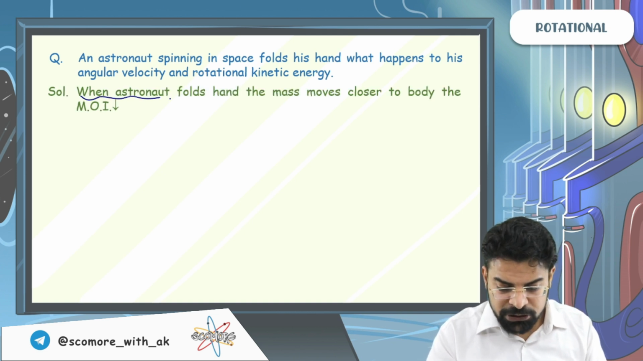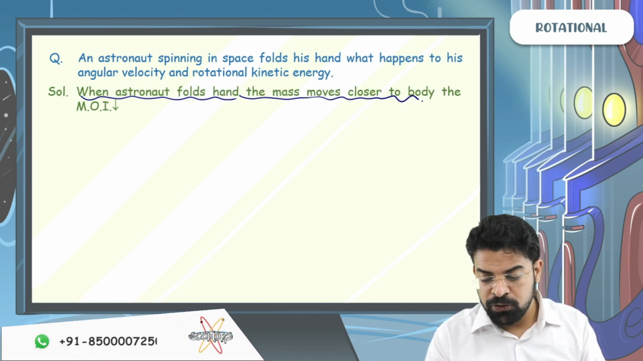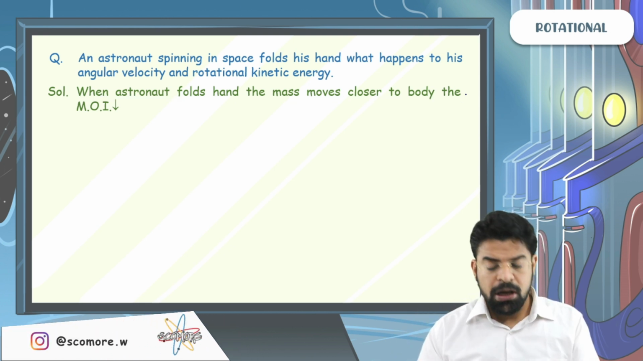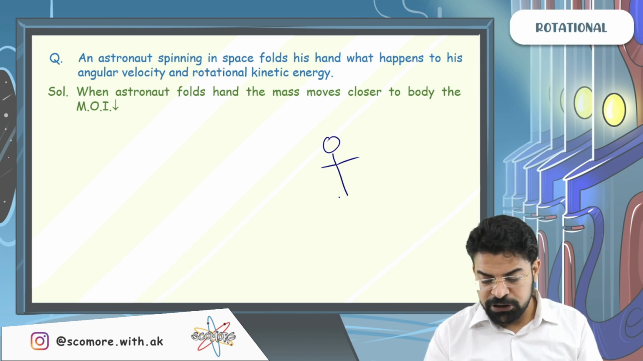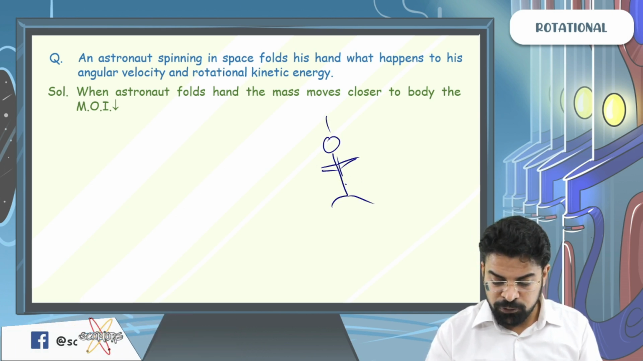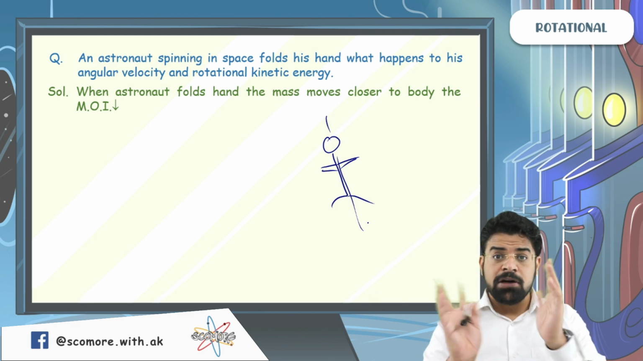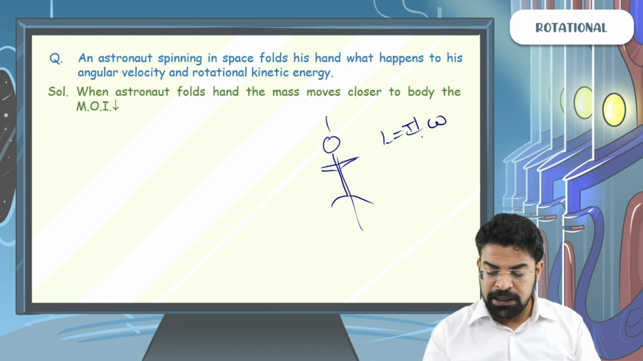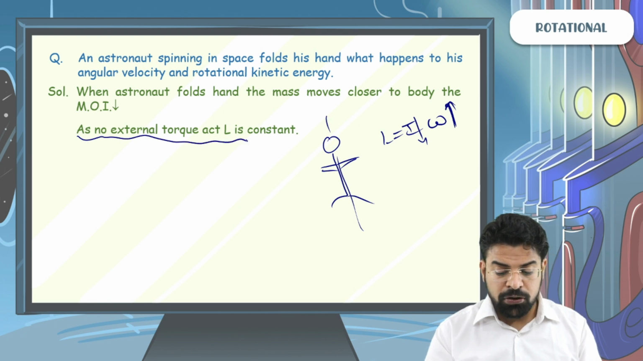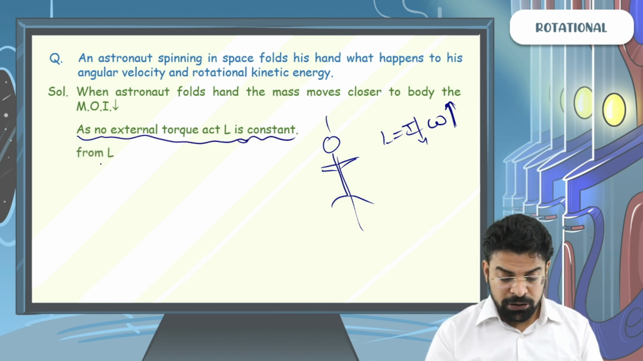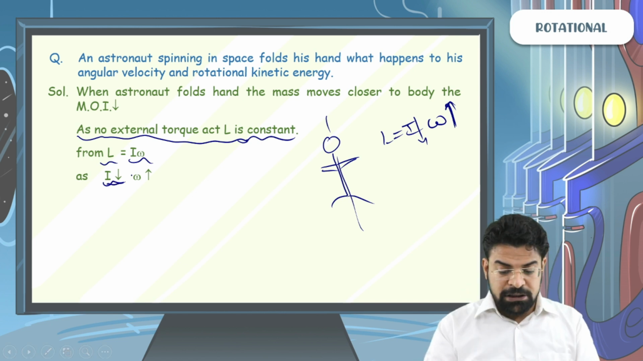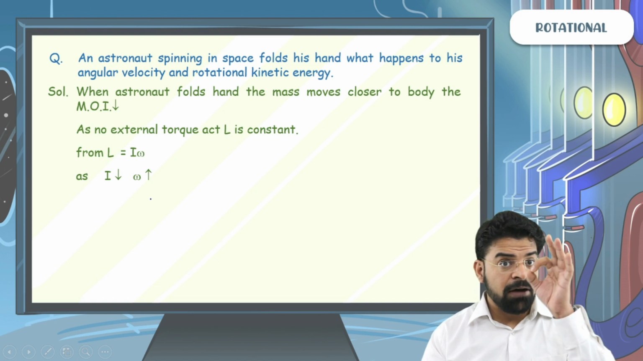So when the astronaut folds his hand, the mass moves closer to the body and hence the moment of inertia will decrease. Now once you know that the moment of inertia will decrease on folding the hand, and there is no external force, no external torque acting on him, from L equals I omega you can say as the moment of inertia decreases, the omega will increase. So as no external torque acts, angular momentum is constant. So from L equals I omega, as I decreases, omega will increase. This answers our first part of the question.